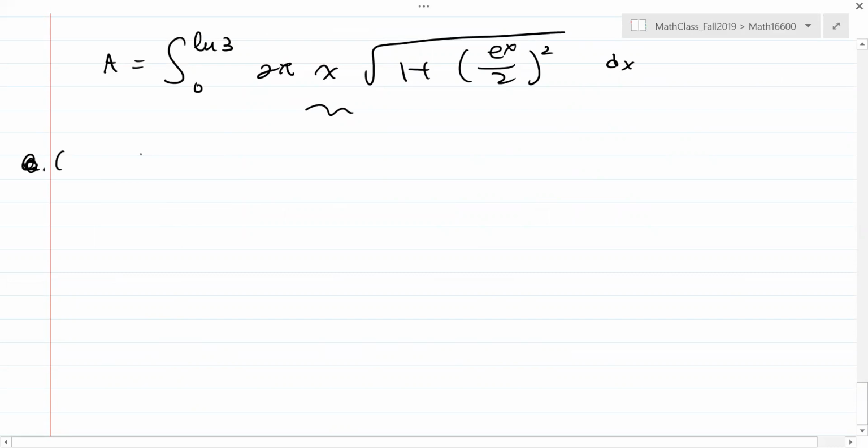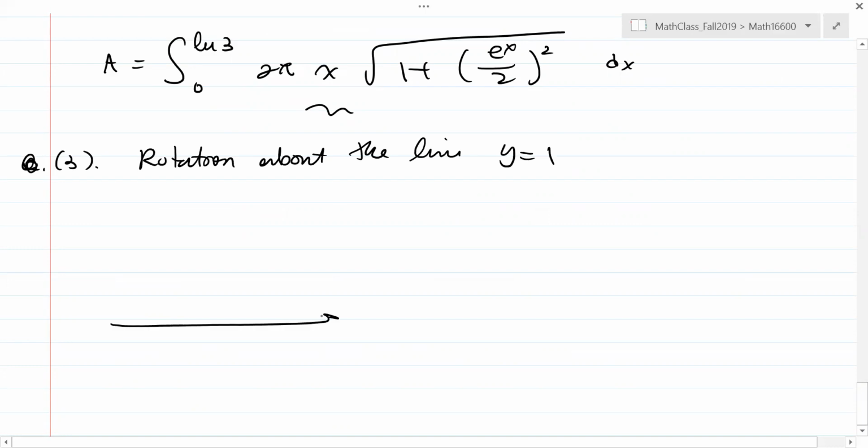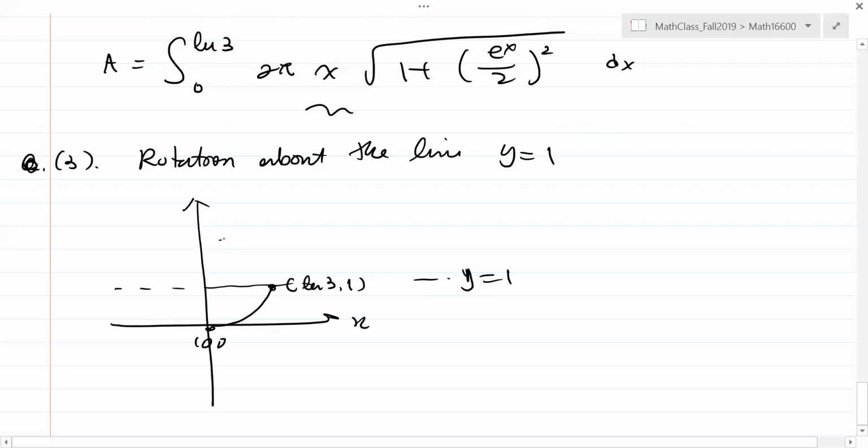Another problem is the third one, where the rotation is about the line y equals 1. So let's draw the picture. This is going to be natural log of 3 and 1, right? This is a line. Let's draw the surface. It's rotated around the line y equals 1. It goes like that.